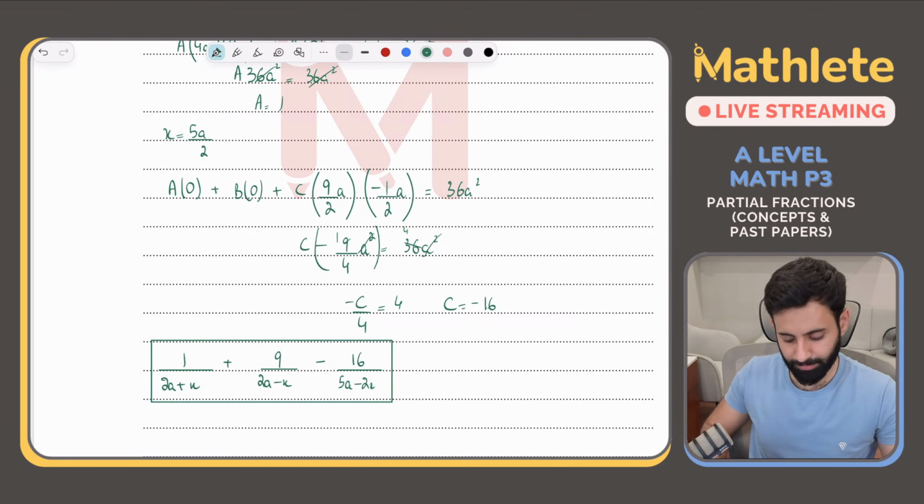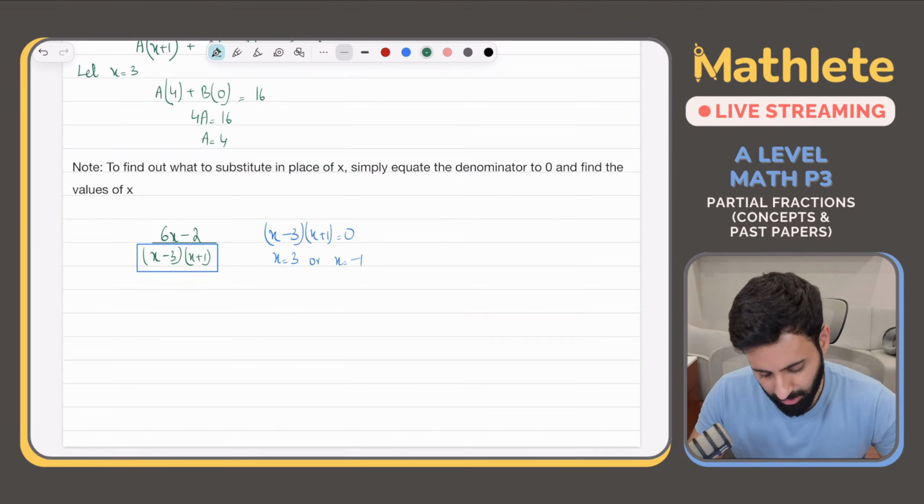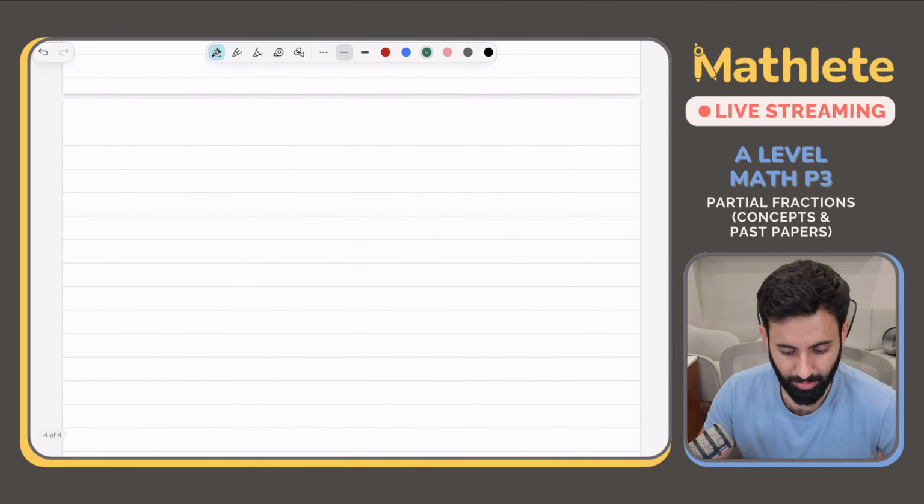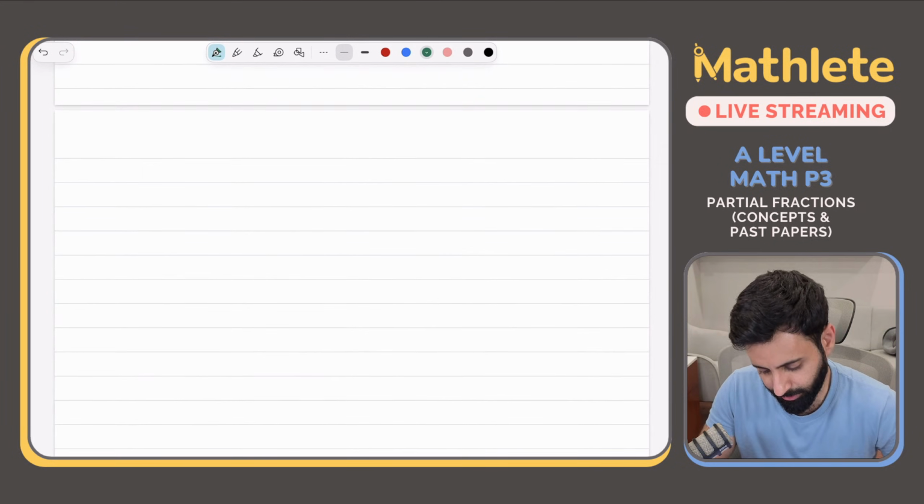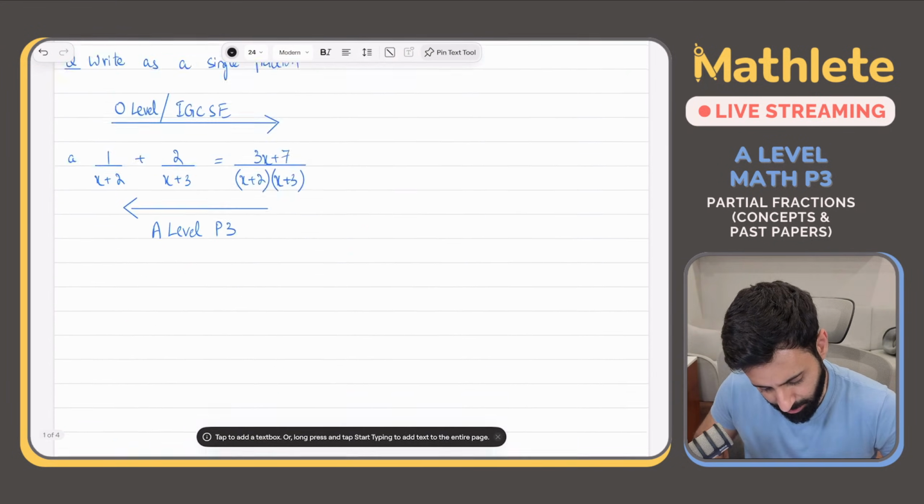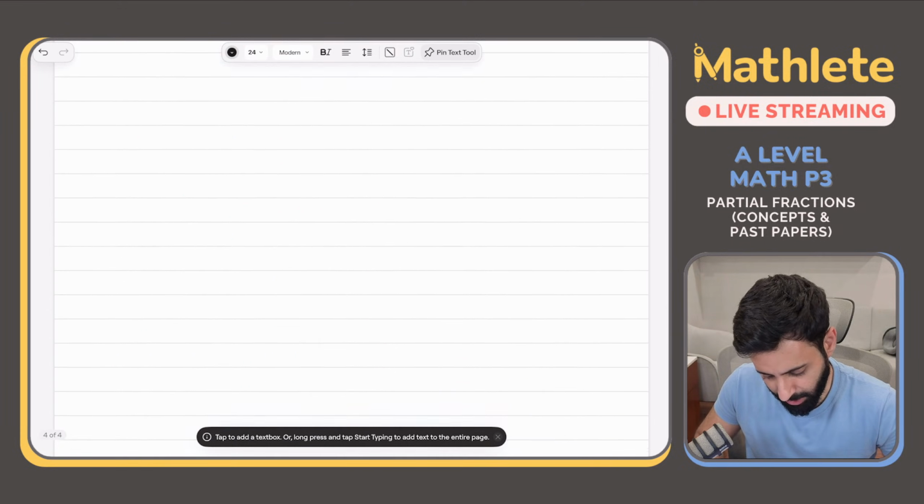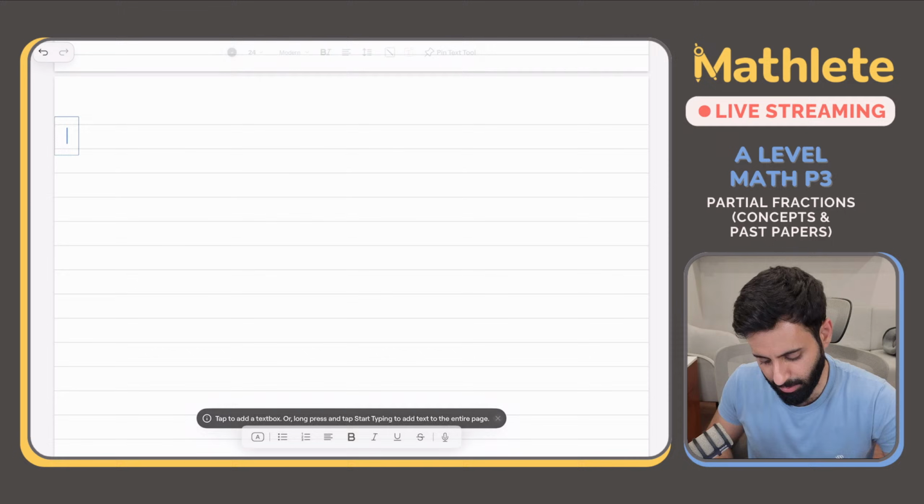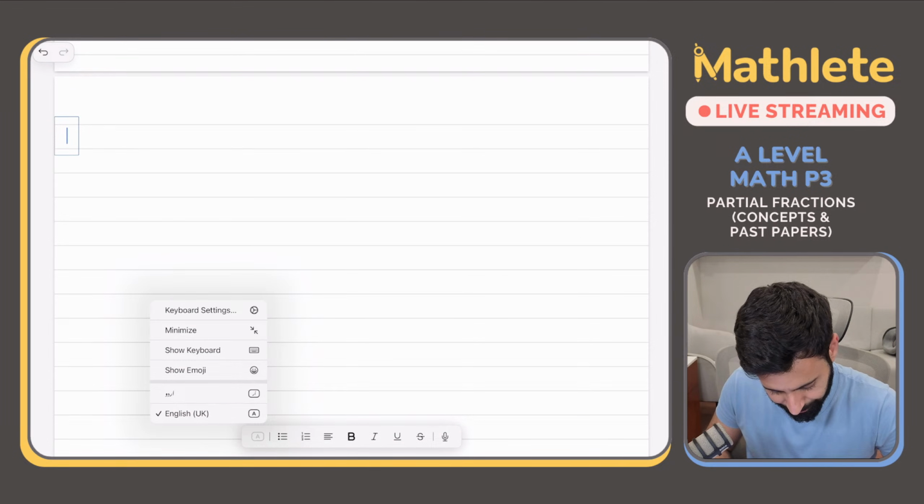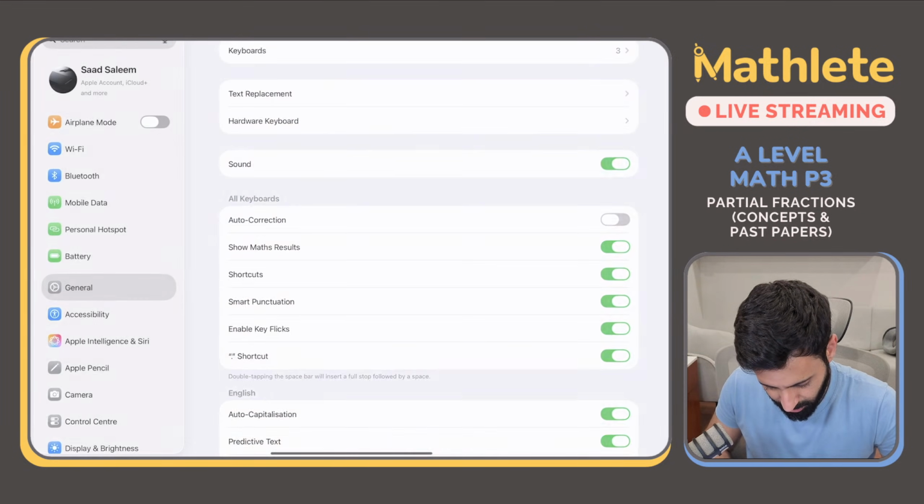Okay? So that was type 1. Now let's do type 2. How many types do we have? We have 4 types, right? So we'll cover the first 2 types today, and the remaining 2 types, inshallah, we'll do in the next stream. So I will do a second part of this, don't worry.